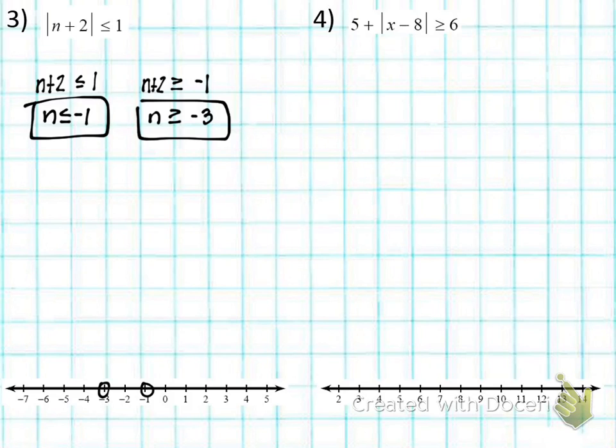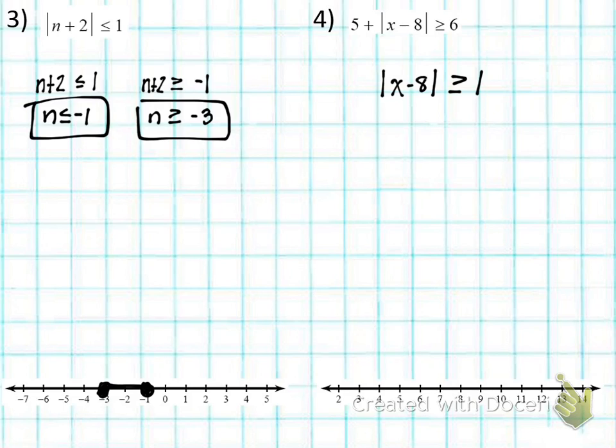Okay, what would I do, everyone? Okay, so we're going to subtract 5 from both sides, okay? So we should have the absolute value of x minus 8 greater than or equal to 1, okay? This is just like number 3 now. You can finish this one off by yourself.